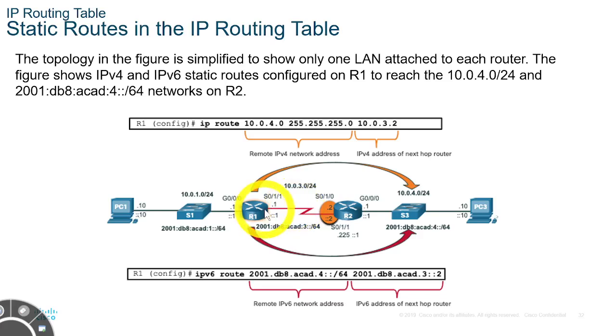10.0.3.2. So if we want to configure a static route from R1 to this network, we should add the destination network address with the subnet mask. So this address is 10.0.4.0, then the subnet mask, and the second is the next hop of this route, which is 10.0.3.2. This is for IP version 4, and this is for IP version 6 here. So this is the destination.